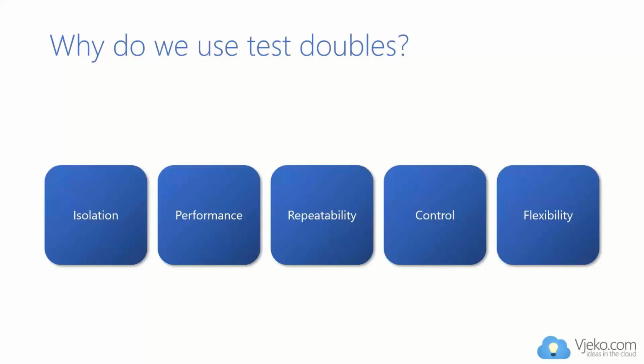I've seen projects where running tests takes more than an hour. So obviously developers cannot just afford to run tests all the time. So that's why performance matters, and that's where doubles can also help.